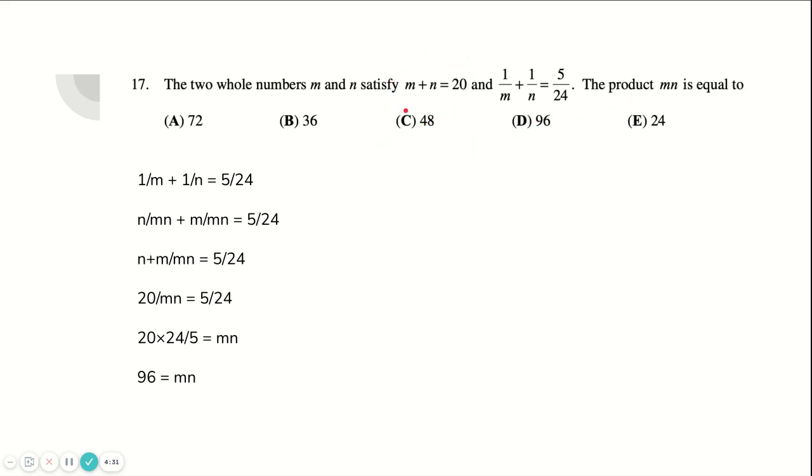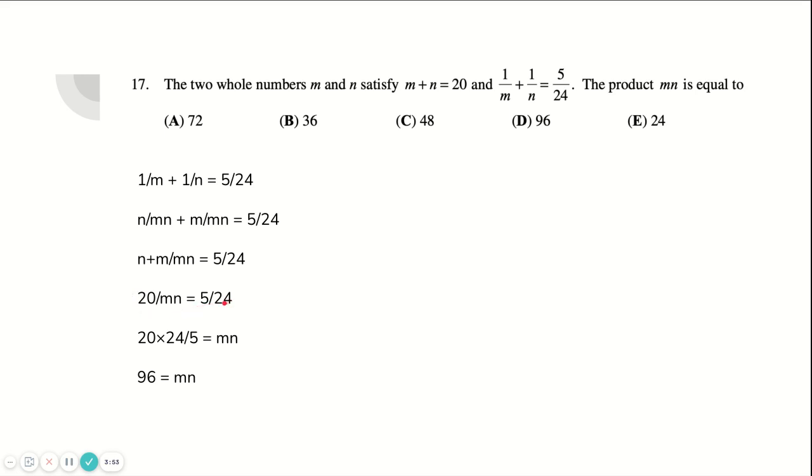So we don't really have to bother with m plus n equals 20 just yet. We can firstly simplify this. If we multiply the top and bottom by n for this, and we multiply m in the top and bottom for this term, then we get the same denominator, which then we can add together. We get n plus m equals m times n. So that means that we can then use this equation and know that this is 20.